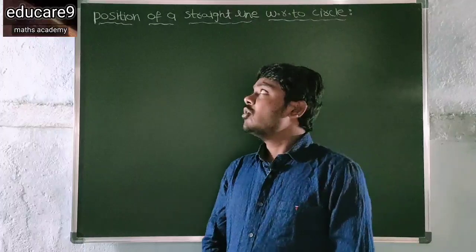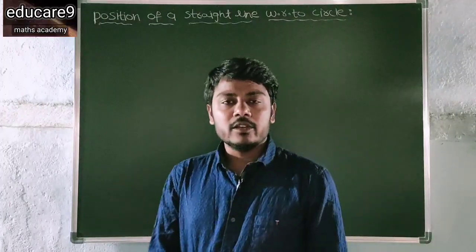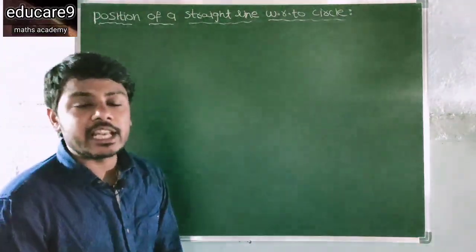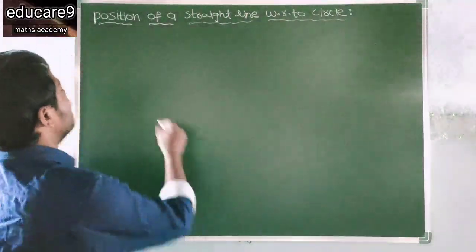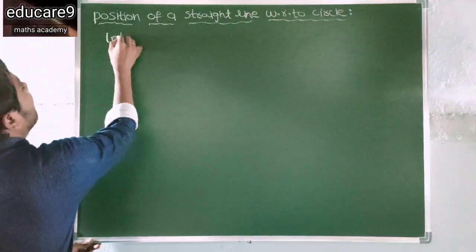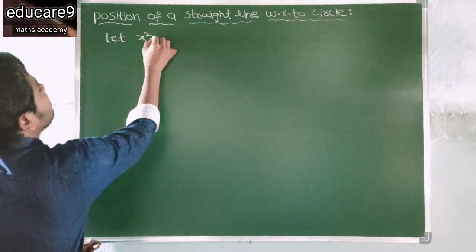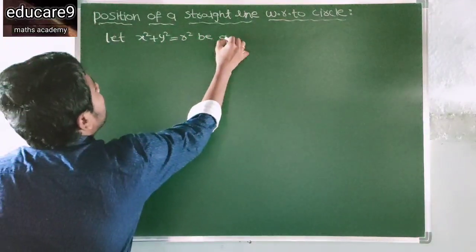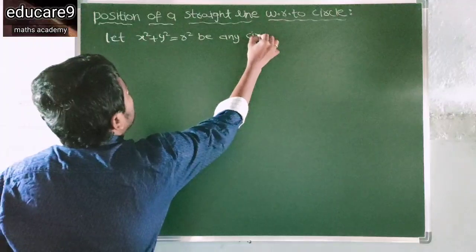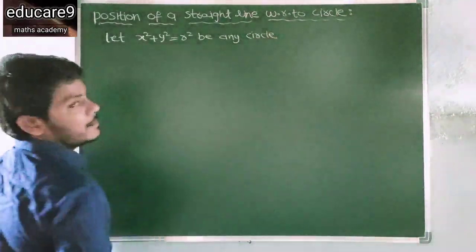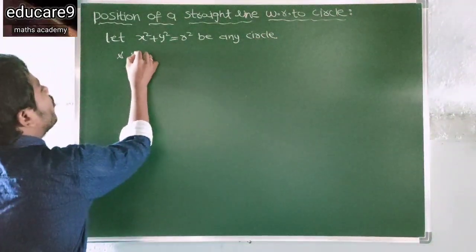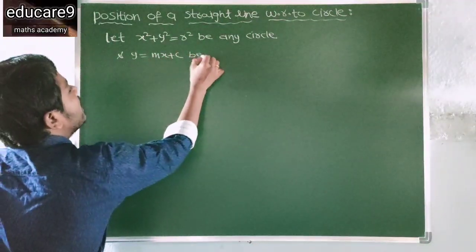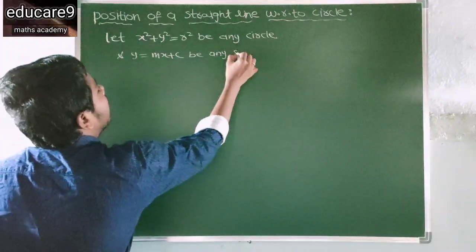Hi, hello everyone. For this session, we will discuss a new concept: the position of a straight line with respect to a circle. Here, let x square plus y square is equal to r square be any circle, and y is equal to mx plus c be any straight line.